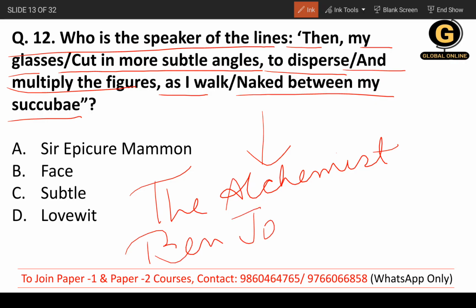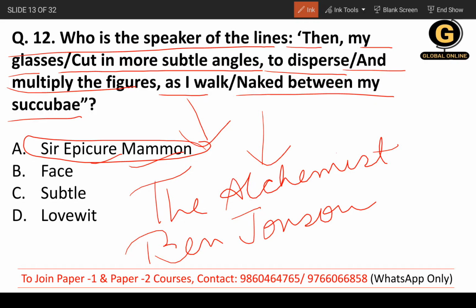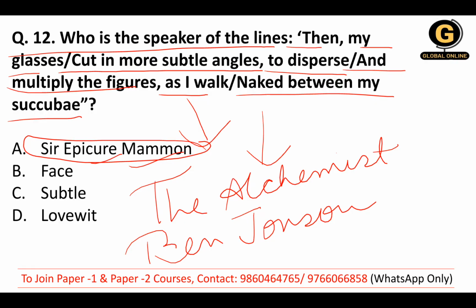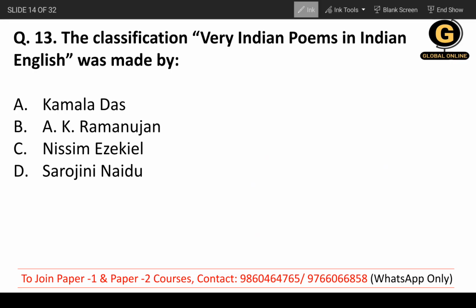It's very easy. There is another work called Alchemist, but it was not a literary work, right? The above quotation is being said by Sir Epicure Mammon, who is a very wise person there. The whole story has a very wise person, that's Sir Epicure Mammon, and the correct answer is A, Sir Epicure Mammon. Okay, moving on to the next.